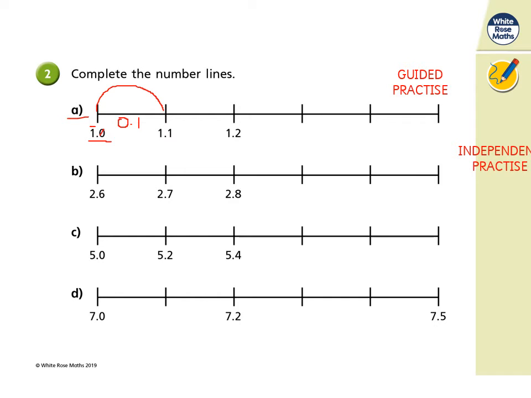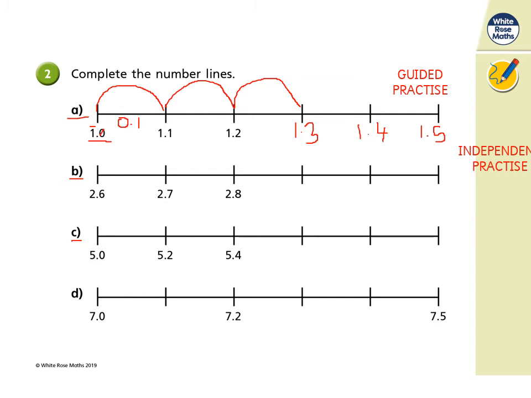0.1 each time. So here we've gone then from 1.1 to 1.2. What do you think would be next? Yes, it'll be 1.3, then 1.4, and then 1.5 to finish that number line. With B, what's the same is that you are still increasing by 0.1. What is different is that you are counting with the ones being 2.